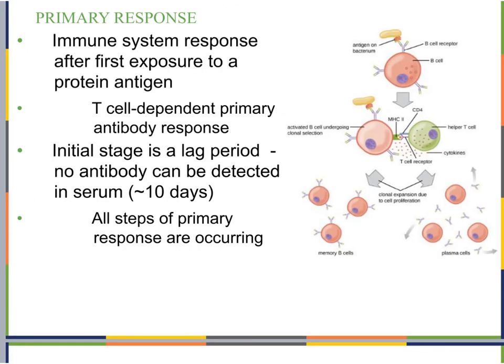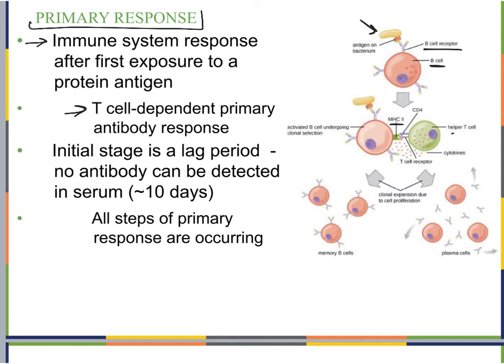All right, so let's put this together with our primary response. So our immune system response after the first exposure to a protein antigen. Right, so a primary response is when our body is exposed to a protein antigen. And then we have our T cell dependent primary antibody response. So here, again, we have our antigen on our bacterium. Our B cell here is going to pick up on that via the B cell receptor. Then it's going to present a piece of the antigen on its MHC class II molecule.